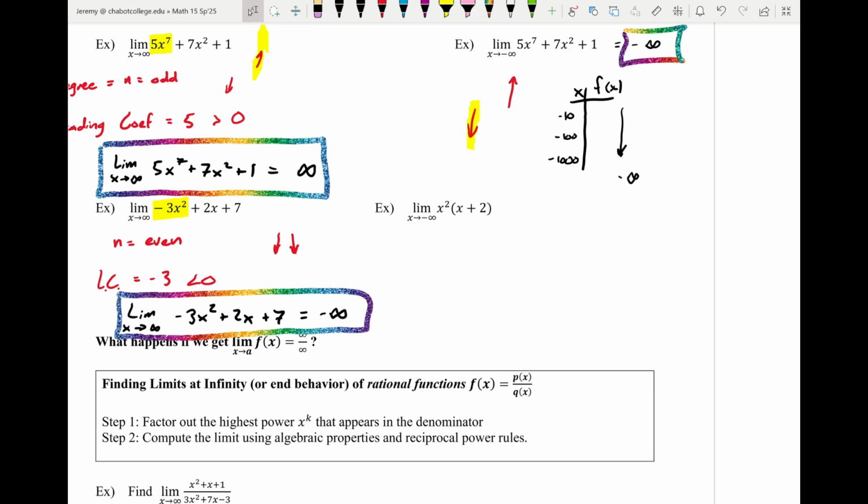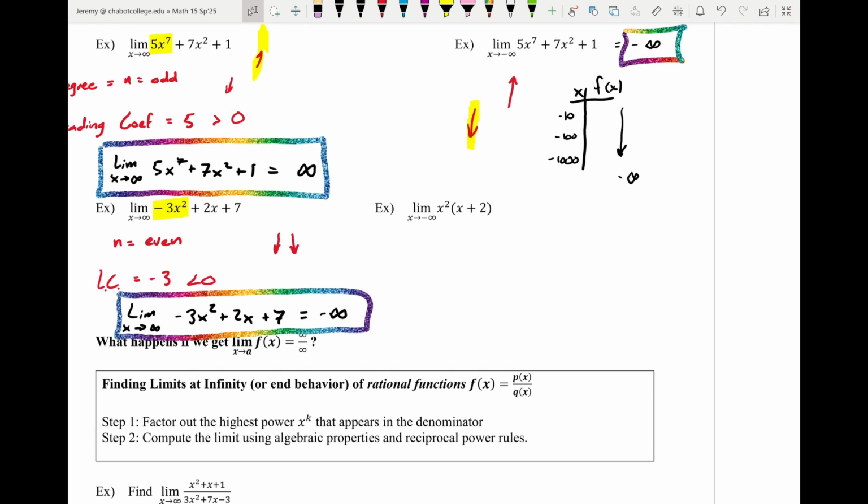All right, pretty straightforward so far, I'd say. For this last one, we're looking at the limit as x goes to negative infinity of x squared times (x plus 2). I can tell this is a polynomial, but it's in factored form, which sometimes we like, right? It makes it easy to find zeros and stuff like that.